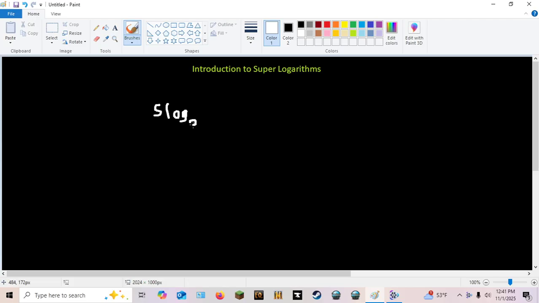So super log base 2 of 65,536 equals what? I'm gonna compare that to logarithms. Log base 2 of 65,536. I'm gonna do the logarithm first, so I'm gonna do it with the calculator.